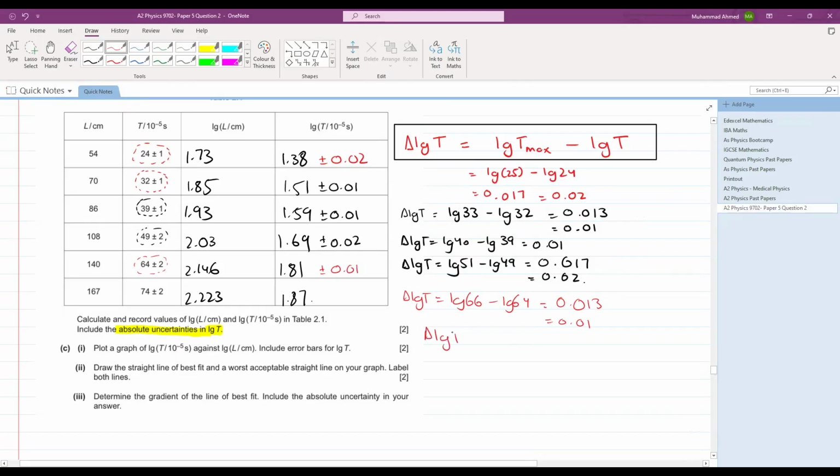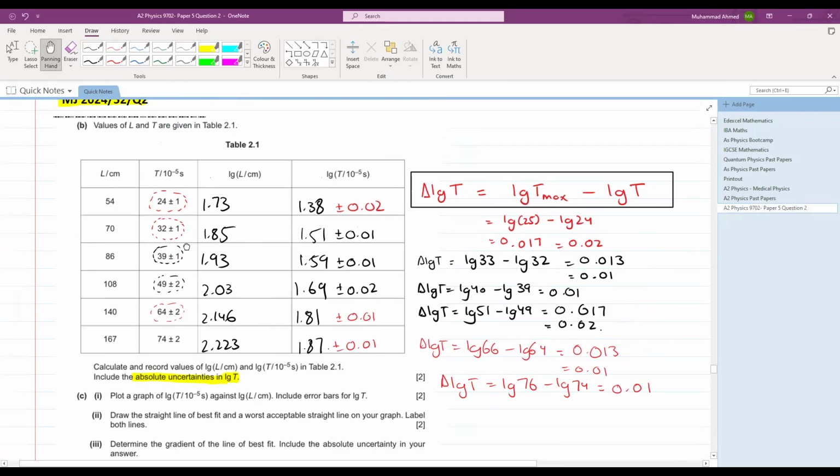Absolute uncertainty in LGT is equal to what? LG 76 minus LG 74. What will your answer come out to be now? 74 minus 76. This comes out to be 0.01 as well. Yeah, plus minus 0.01.